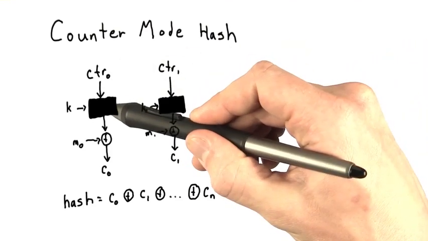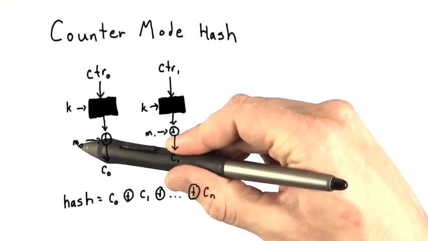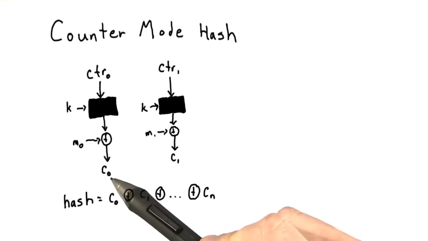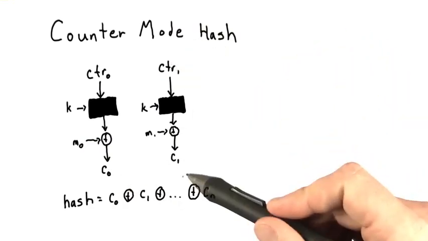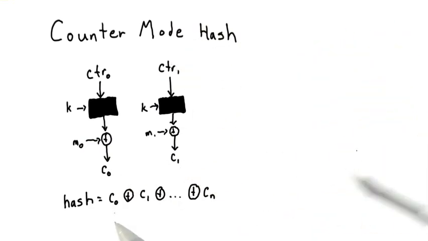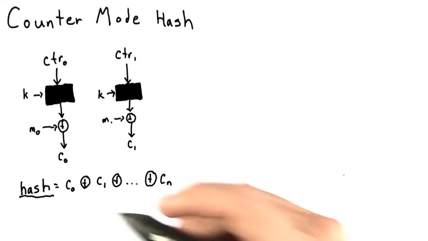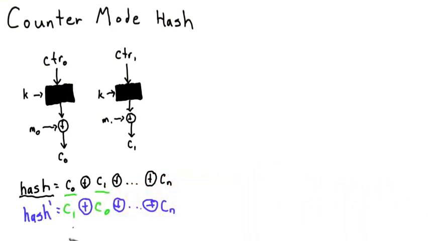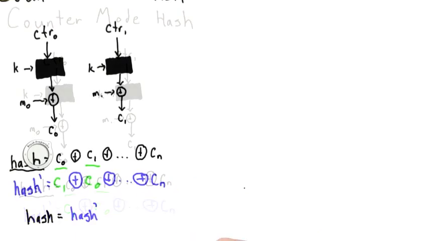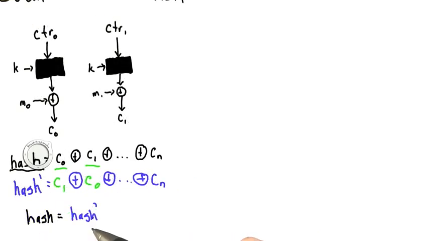Here's a diagram representing our counter mode hash function. The counter is encrypted using the key, which is then XOR'd with the message to produce the first cipher block. And this is repeated for the second cipher block, etc. Then each cipher block is XOR'd together to produce our hash value. One way of creating a collision is to swap 2 of the cipher blocks, for example, the first 2. We can write this new hash as hash prime, and it should be obvious that hash equals hash prime.